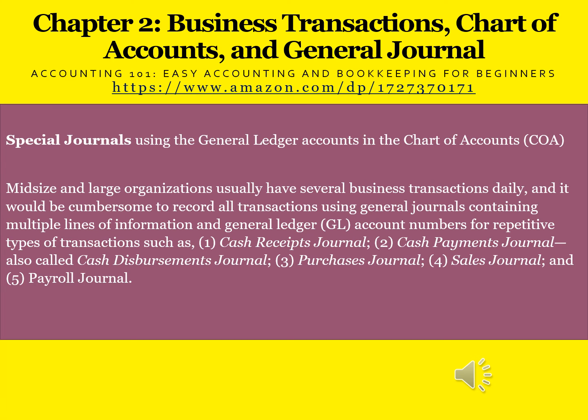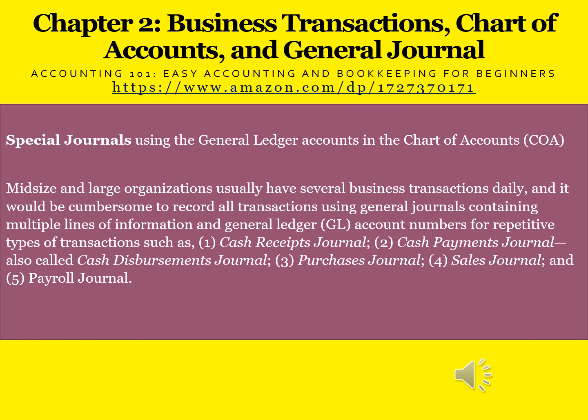Special journals are journals containing pre-numbered general ledger account numbers across the top of the journal for the general ledger accounts to be debited, along with the corresponding general ledger accounts to be credited in single rows for each transaction, and are posted to the general ledger periodically in batches.